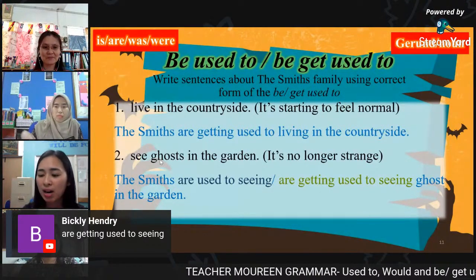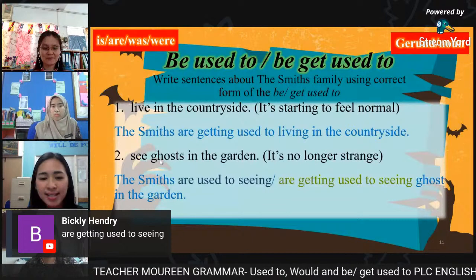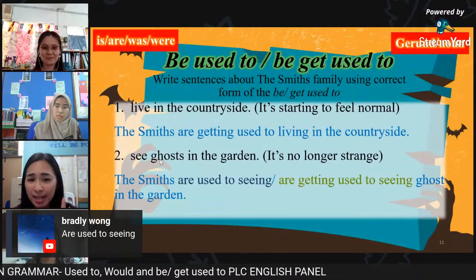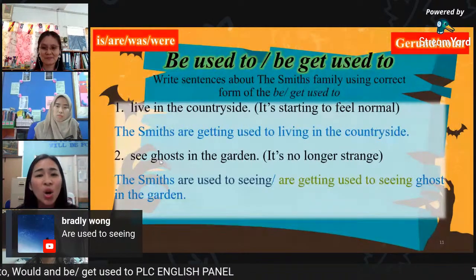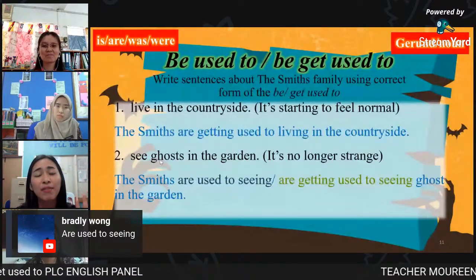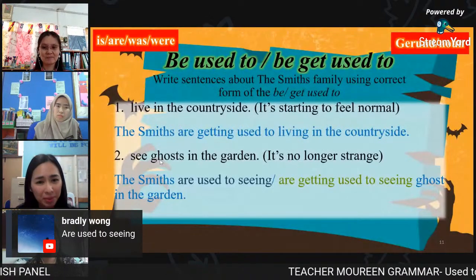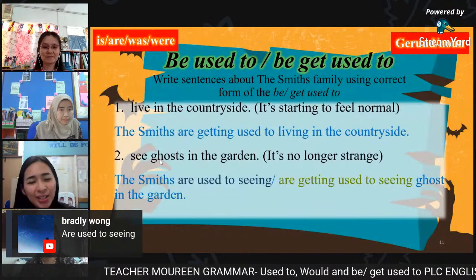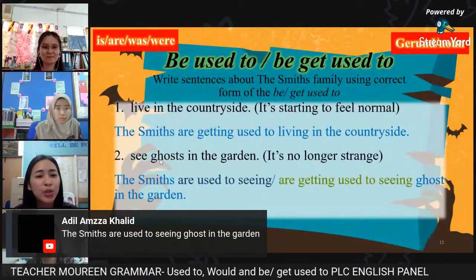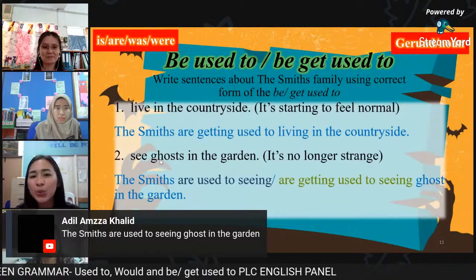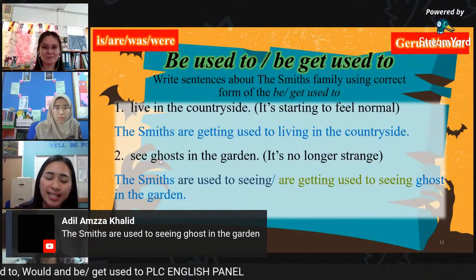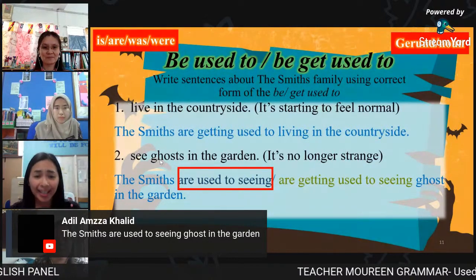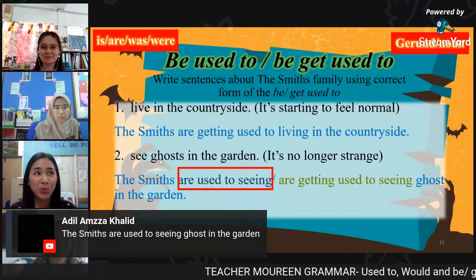Okay, so out of all the answers, only 1 or 2 answered are getting used to seeing ghosts in the garden. So remember, class, the clue is no longer strange. If it's no longer strange, it means it's normal to them, right? It's usual for them. So, yang mana satu tadi cikgu bagi tahu? Yang usual, familiar, be used to or be get used to? So the answer is are used to seeing. Meaning it's normal for them now to seeing ghosts in the garden.